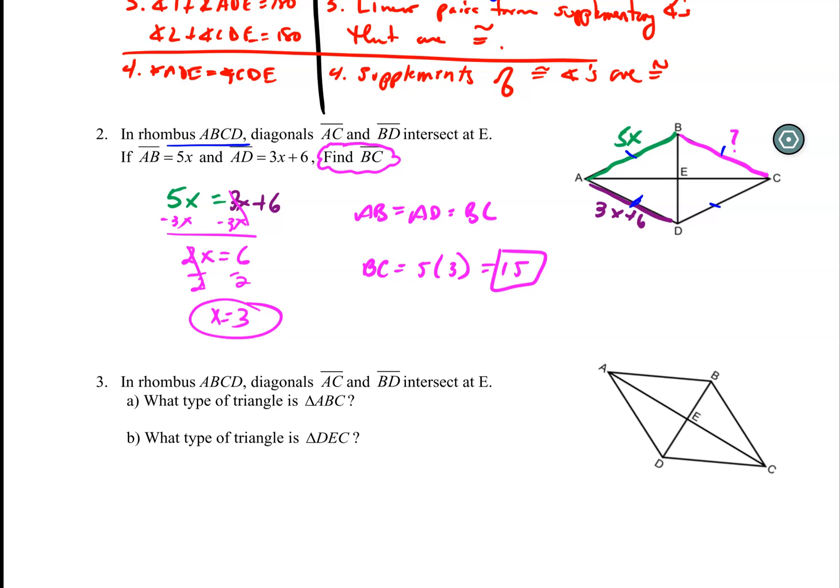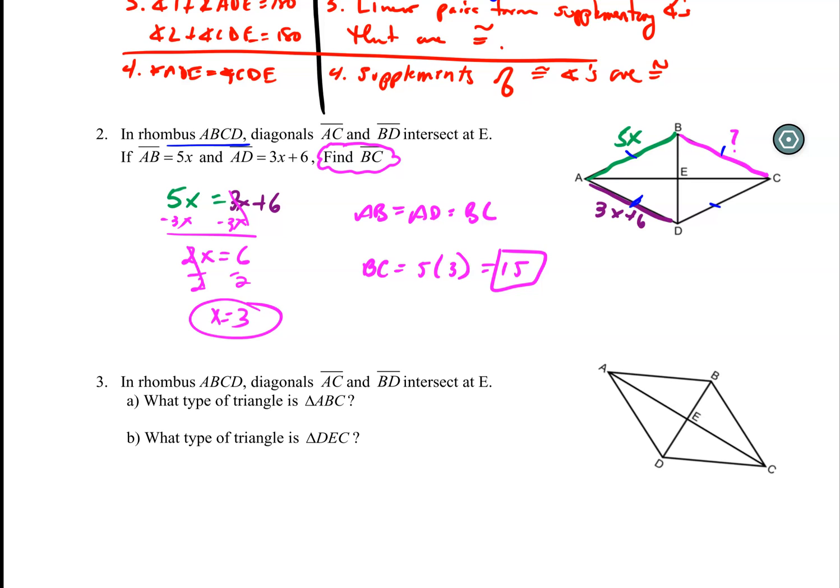And again, if you checked, you could plug it into the other one. 3 times 3 is 9, plus 6 is also 15. So again, it doesn't matter which version of the sides you use. They all should be the same. So again, utilizing the properties, being able to identify the information and set up the equation is what makes these questions possible.